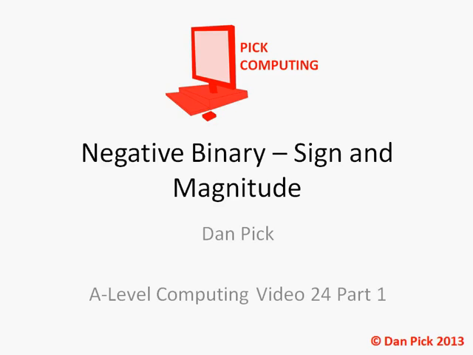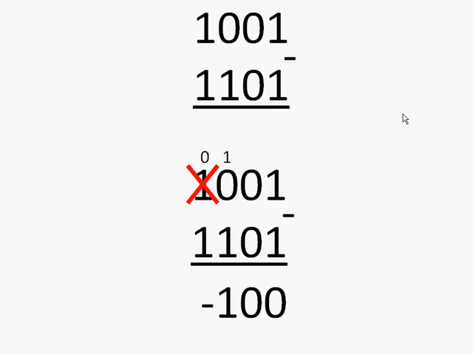This video comes in two parts. We're looking at negative binary, and in the first part we're looking at sign and magnitude negative binary. Now, we saw in the last video when we were subtracting binary that if your bottom binary number is bigger than your top binary number, just like in decimal, we might end up with a negative value.